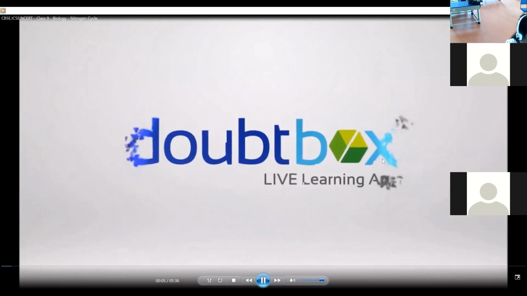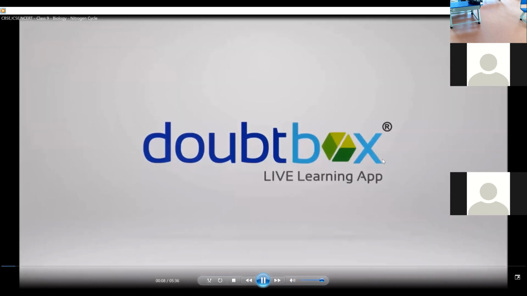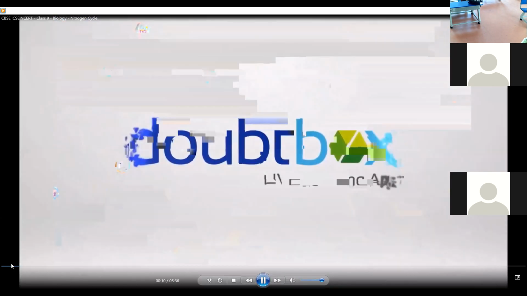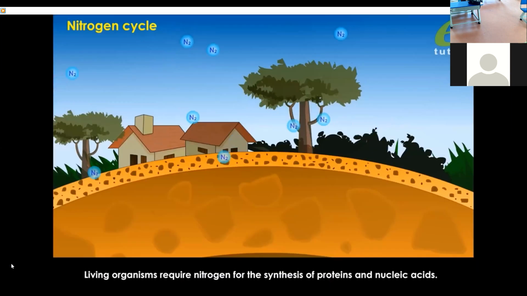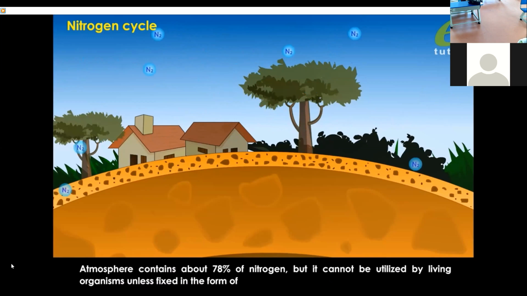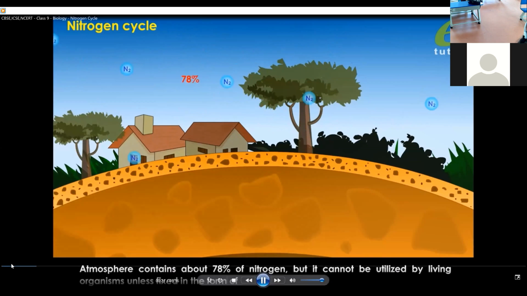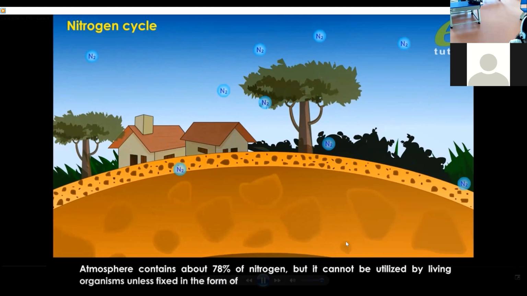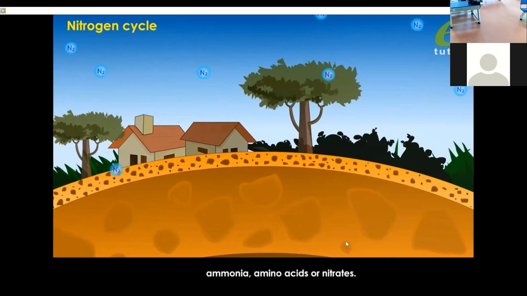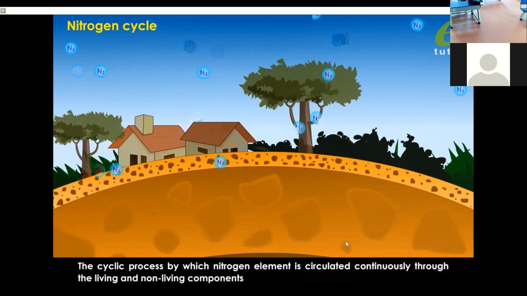So, children, it's about the nitrogen cycle. Living organisms require nitrogen for the synthesis of proteins and nucleic acids. Atmosphere contains about 78% of nitrogen, but it cannot be utilized by living organisms unless fixed in the form of ammonia, amino acids or nitrates. The cyclic process by which nitrogen element is circulated continuously through the living and non-living components of the biosphere is called nitrogen cycle in nature.